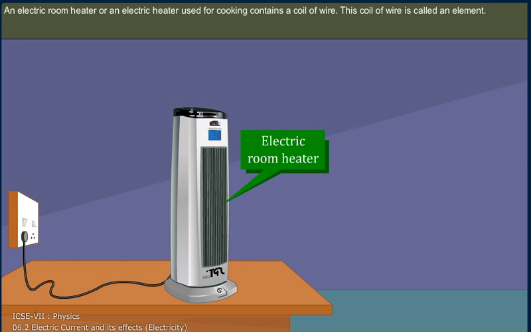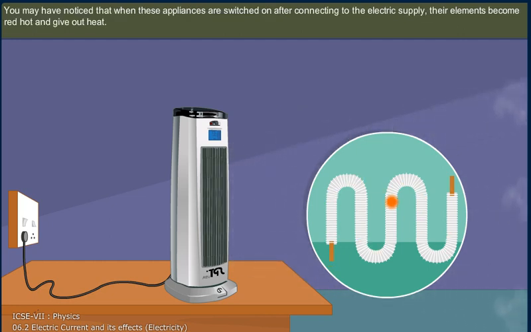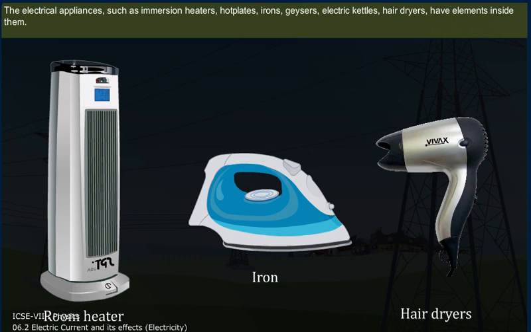An electric room heater or an electric heater used for cooking contains a coil of wire. This coil of wire is called an element. You may have noticed that when these appliances are switched on after connecting to the electric supply, their elements become red hot and give out heat. The electrical appliances such as immersion heaters, hot plates, irons, geysers, electric kettles, hair dryers have elements inside them.